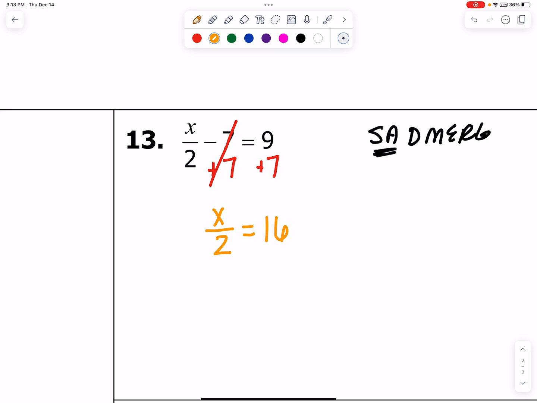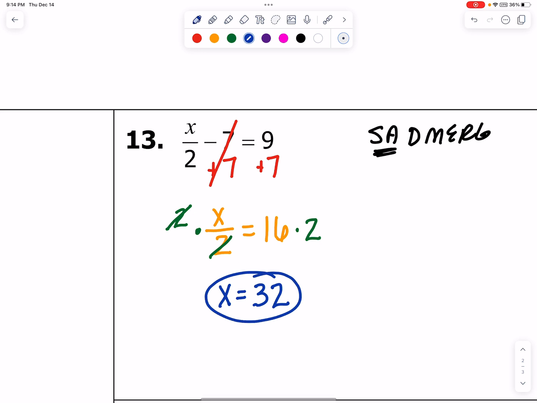All right, so now I have x divided by 2. How do I get rid of a divided by 2? Well, I multiply by 2. Remember, we represent multiplying like this with the 2 up in the numerator. These cancel out because we have 2 divided by 2. And what are we left with? We're left with x equals double 16, which is 32. And there you go with your final answer.